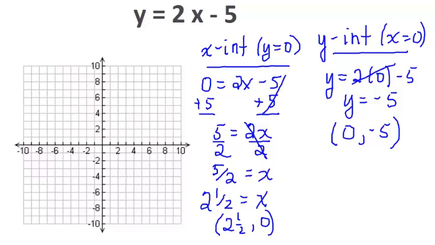And then the final step is plotting these 2 points and sketching the line. So for the x-intercept, that's 2 1/2 comma 0. So that point is halfway between 2 and 3. And then the y-intercept is at 0, negative 5, so at negative 5 along the y-axis. And then connecting these 2 points gives us this line. And now we've completed that problem.